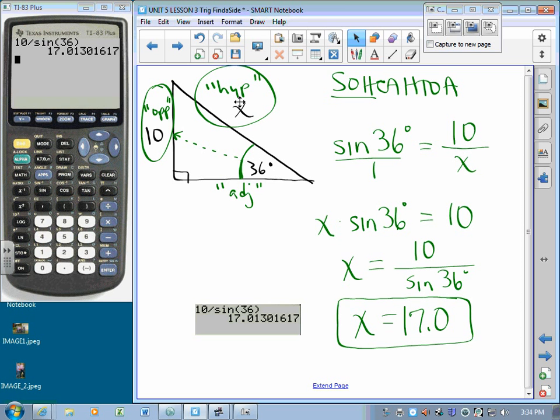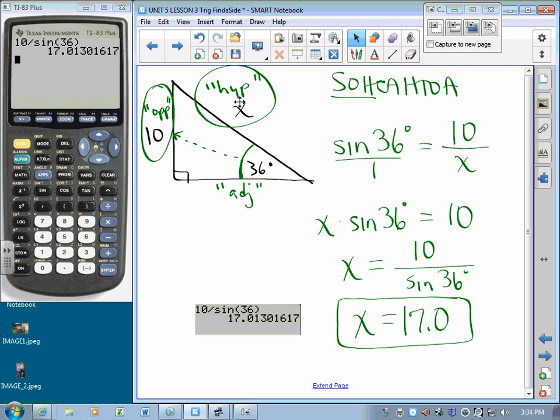Okay, so it's a quick introduction. And I promise in our next lesson we will stick with these ideas and we will use them to find angles instead of sides. And then we'll take a day and we'll put it all together with some application.